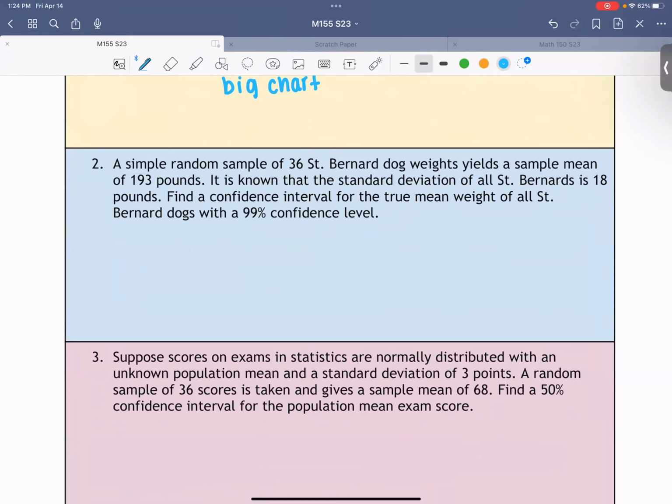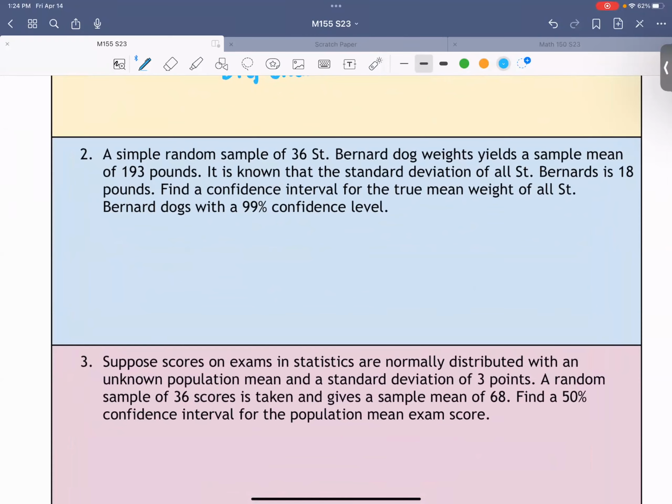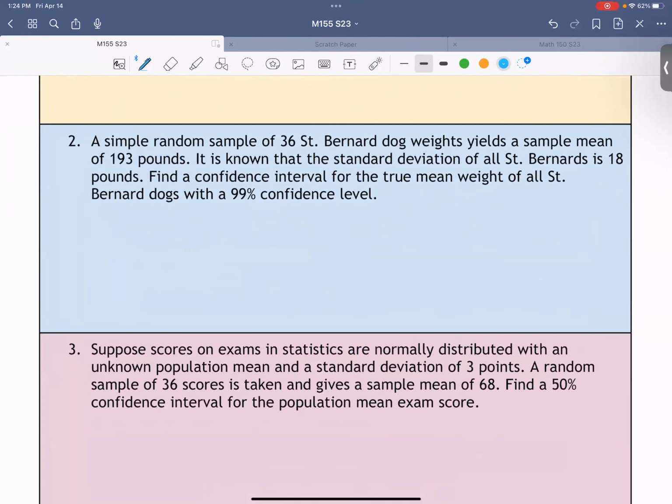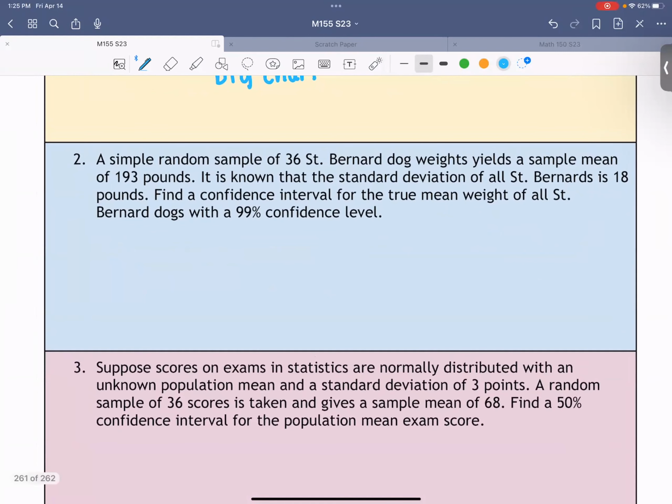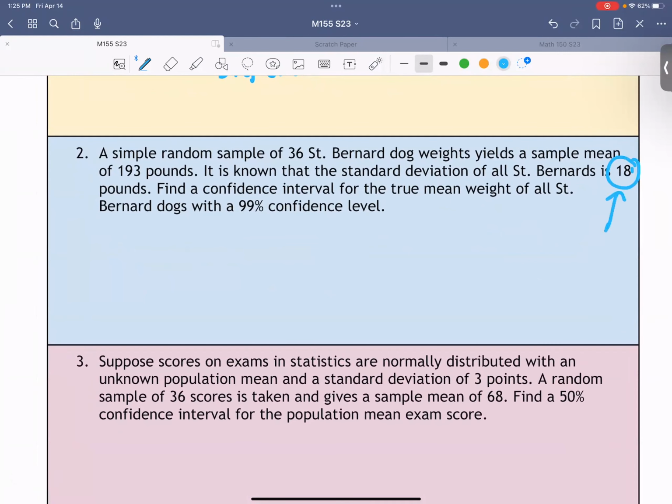Okay, number 2, we have 36 St. Bernard dog weights yielding a sample mean of 193. It's known that the standard deviation of all St. Bernards is 18 pounds. So we can just stop reading now because it says the standard deviation. We don't really care about anything else. Let's see. We want to figure out if this is population or sample. Who says this is the population standard deviation? Who says this is the sample standard deviation? Oh, we're actually split here. Anyone who said population want to explain? Annalise?